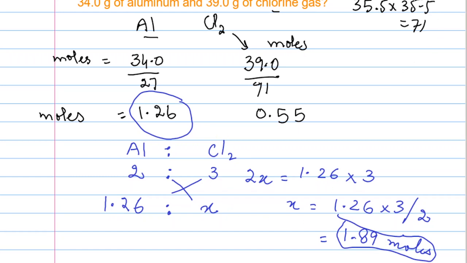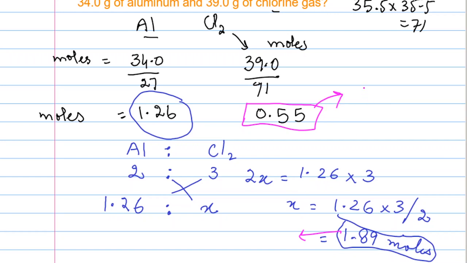Okay, how many moles are we having? Here we are having 1.89. How many do we have here? The moles of chlorine are 0.55, and how many are required? If 2 moles react with 3 moles of chlorine and we have 1.26 moles of aluminum, then we need 1.89 moles of chlorine. But the amount we require is more, right? The amount of chlorine in this reaction is less.